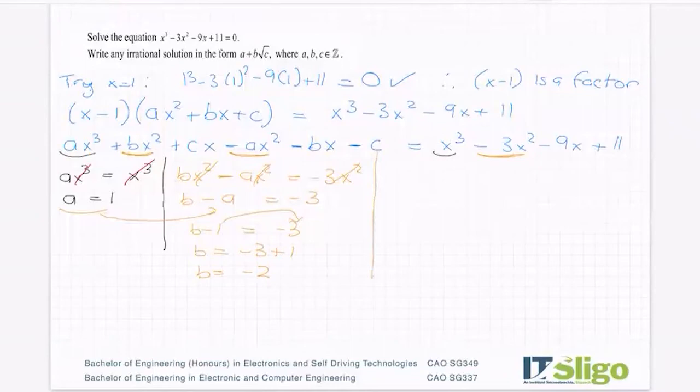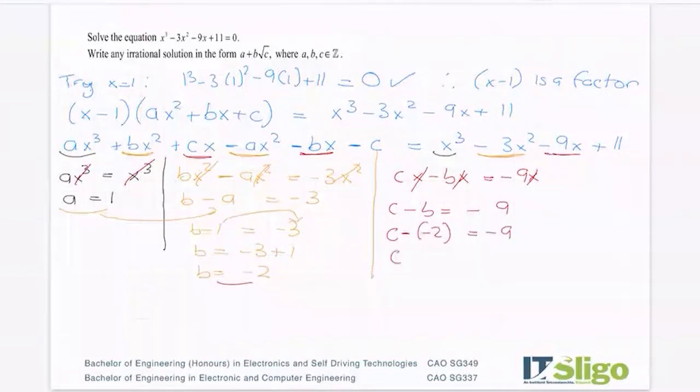Now let's go for the x's. So there's an x, and there's my x. So I have cx minus bx is equal to -9x. Cancel out the x's. c minus b is equal to -9. I know b is -2, so c minus -2 is equal to -9. c plus 2 equals -9. Bring him over. c is equal to -9 minus 2. c is equal to -11.